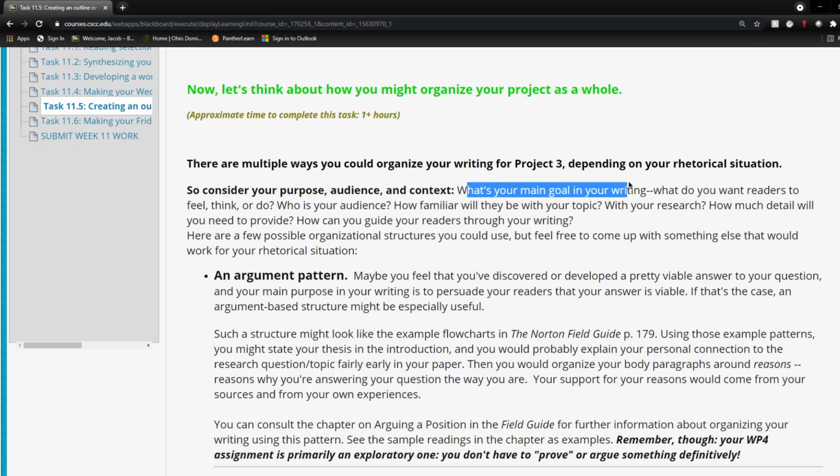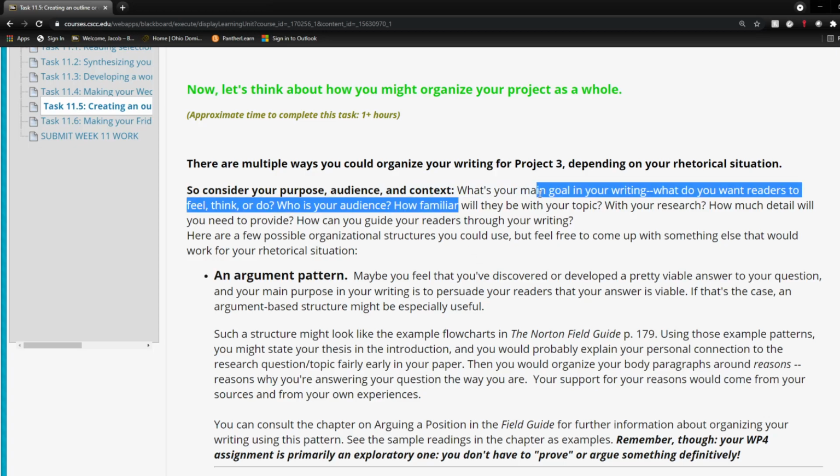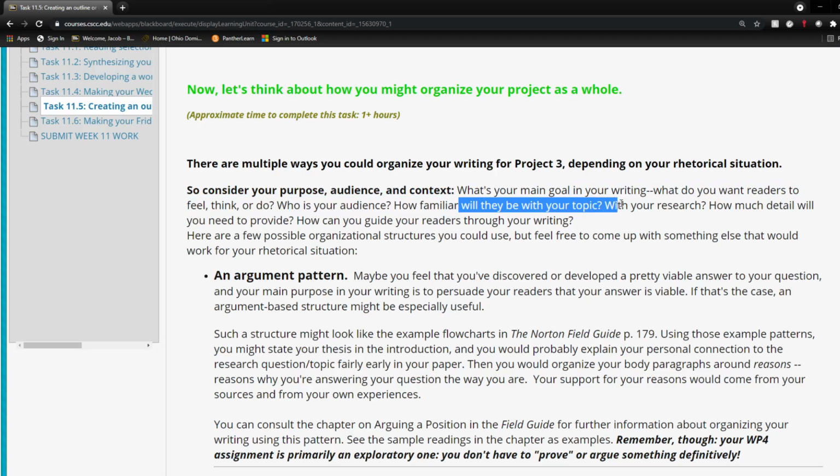What's your main goal in your writing? What do you want readers to feel, think, or do? Who is your audience? Who are you going to be aiming your writing towards? How familiar will those people be with your topic and with your research? How much detail will you need to provide? And how can you guide your readers through your writing?